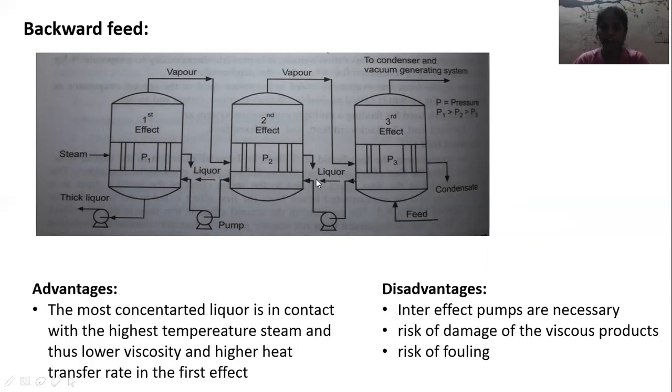From there it is sent to the next effect with the help of the pump and to the first effect. It goes on in series and finally the thick liquor is discharged from the first effect. Steam is fed to the steam chest of the first effect and vapor from the first effect is fed to the second effect as a heating medium and goes on. And in this, thick liquor is discharged from each effect.